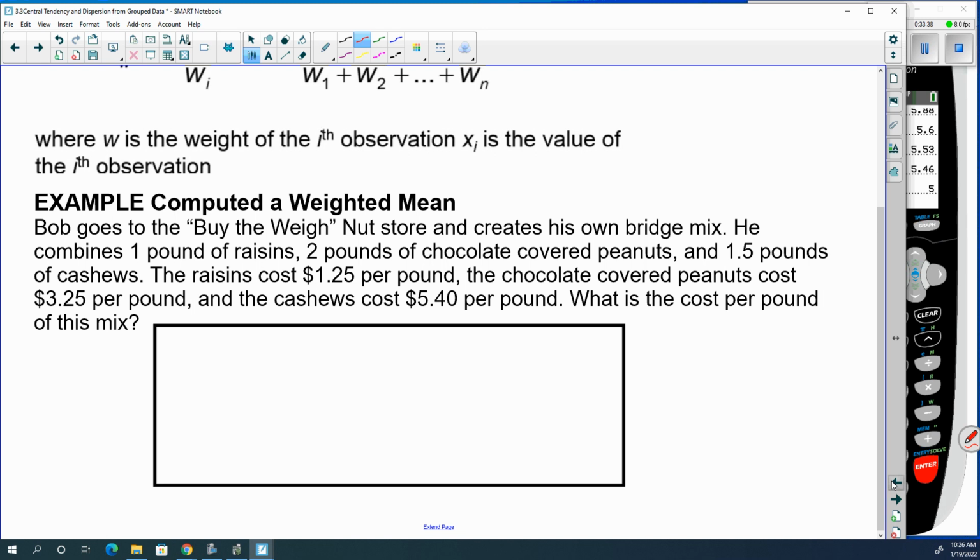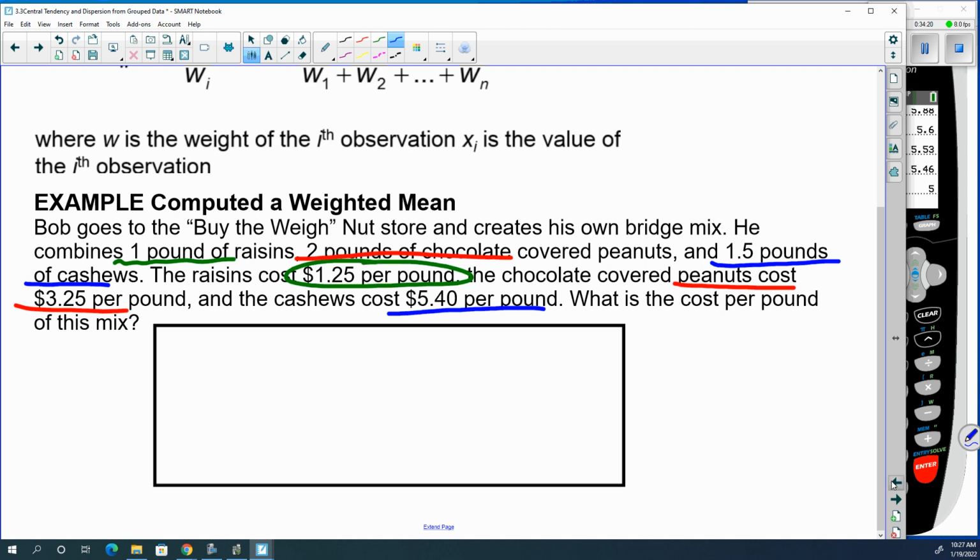So what we have to do is take how many pounds he bought of the raisins, and it says the raisins cost $1.25 per pound. So we have to multiply how many pounds of raisins by the cost of the raisins. And then you go plus, and then you take how many pounds of the chocolate covered peanuts and multiply it by the cost of the chocolate covered peanuts. And then you go plus, and then you take how many pounds of cashews he bought and multiply it by the cost of the cashews. And then you would know the total cost that you spent.